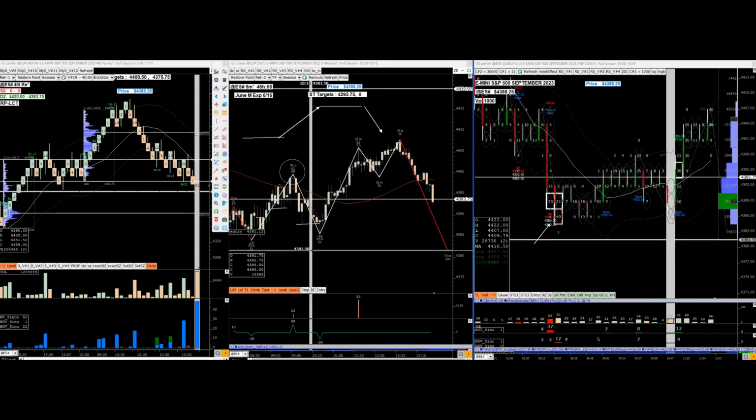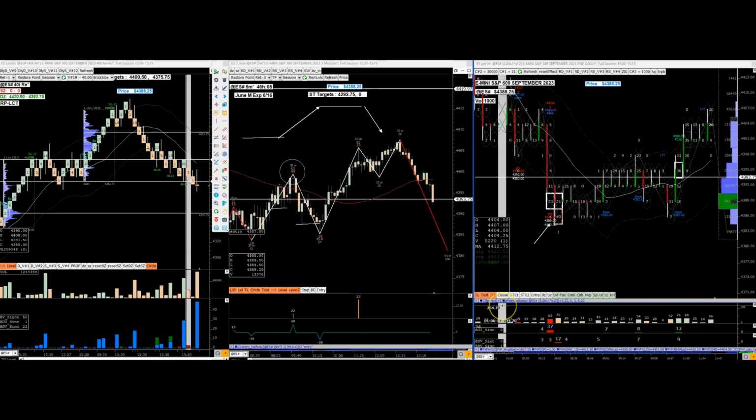So you cannot trade this market without controlling two things: FOMO, fear of loss. There's no way. You backtest all you want.